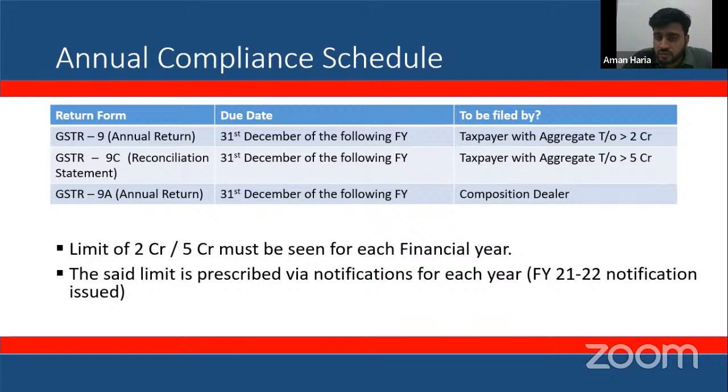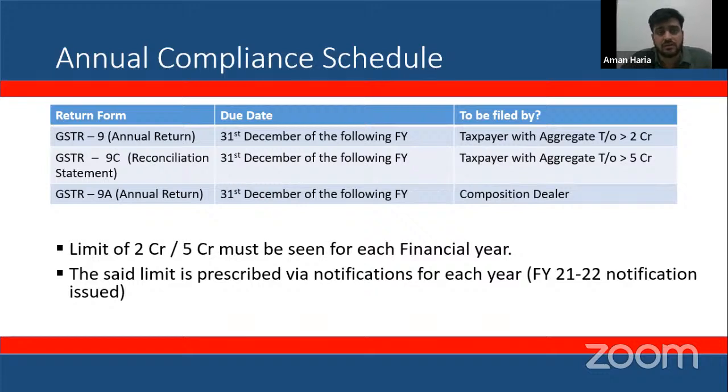This limit of 2 crores and 5 crores that we have been discussing has to be seen for each financial year. Right now, in the GST law there is no such limit, but by notification for each year the government specifies this limit. It is quite possible that moving forward, 2 years down the line or maybe even next year, these limits are reduced substantially, so please keep track of these limits for each financial year. If next year no such notification is issued, then probably all taxpayers would be required to file 9 and 9C.